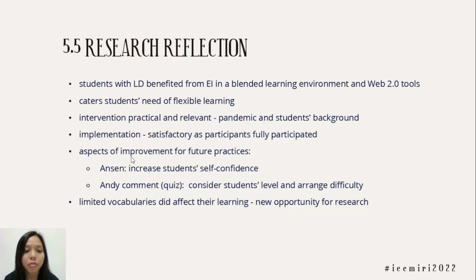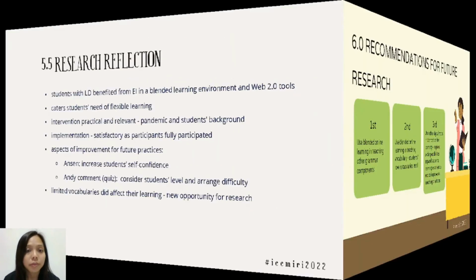but there are still aspects of improvement for my future practices, where there's a need for me to find ways to help Anson increase his self-confidence. They did comment regarding the quiz, where he said it's a bit hard, so I might need to consider students' level and arrange the difficulties of the learning task. And one other thing is that the limited vocabularies have an effect on their learning. So this can provide a new opportunity for future research.